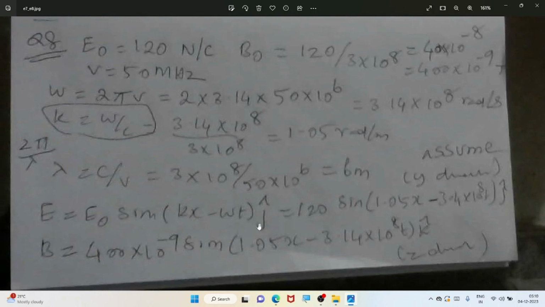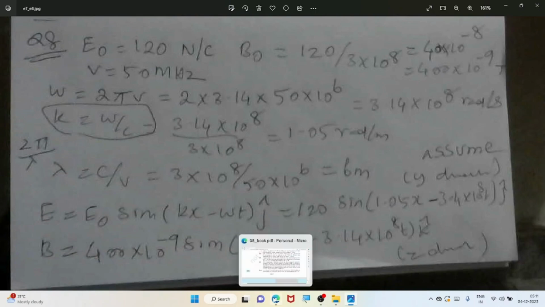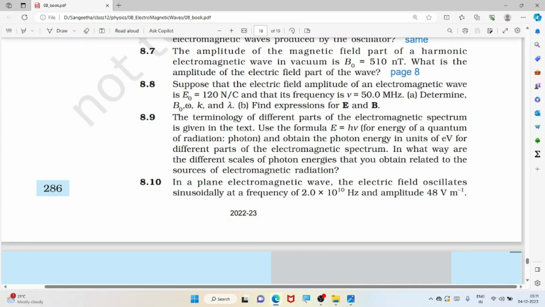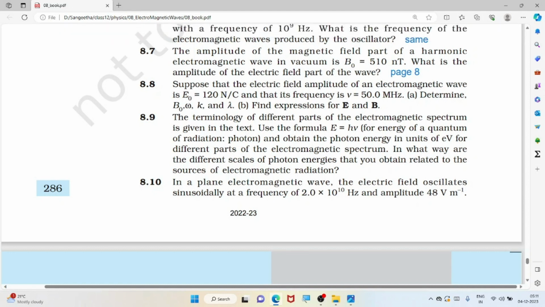If you assume one of the directions of the magnetic field or electric field, the other will be perpendicular to that direction. So now we are assuming this on the y direction, and this on the z direction. The terminology of different parts of the electromagnetic spectrum is given in the text.